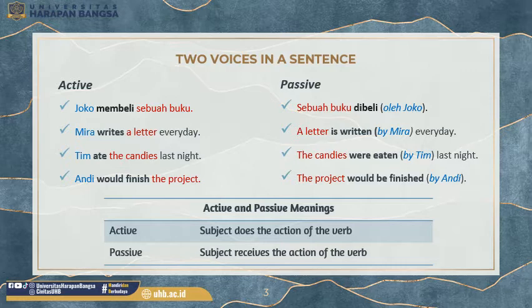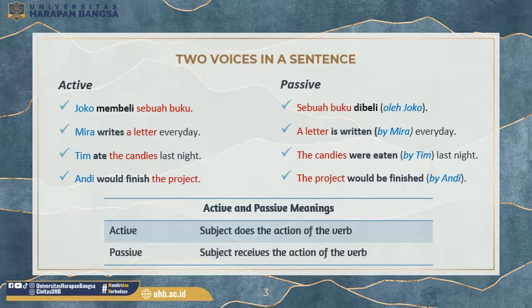Apa perbedaan kalimat aktif dan pasif? Let's see the example in Bahasa Indonesia. In active sentence we have Joko membeli sebuah buku. So we have the subject Joko and then predikat membeli and object sebuah buku.